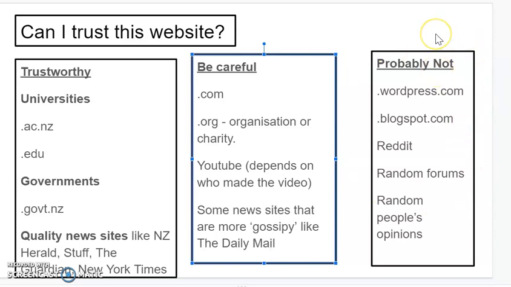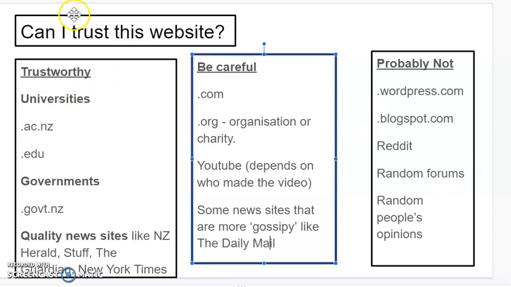On the right here are websites that we wouldn't usually use in a research topic, like anything ending in WordPress or Blogspot. Those are people's personal blogs on the internet. Anyone can just write their opinions down. It's not a reliable source. Reddit and random forums, same thing. Anyone, often anonymous, just writing their thoughts.